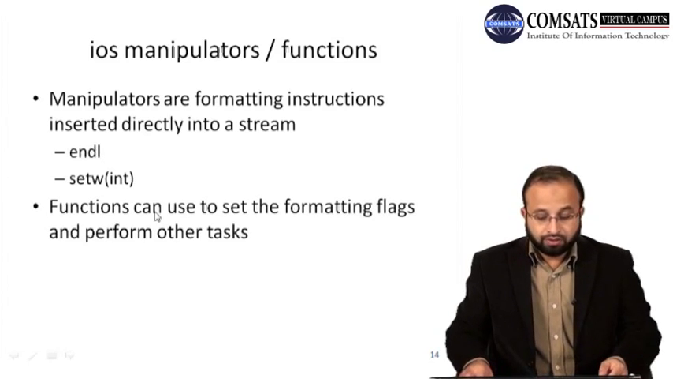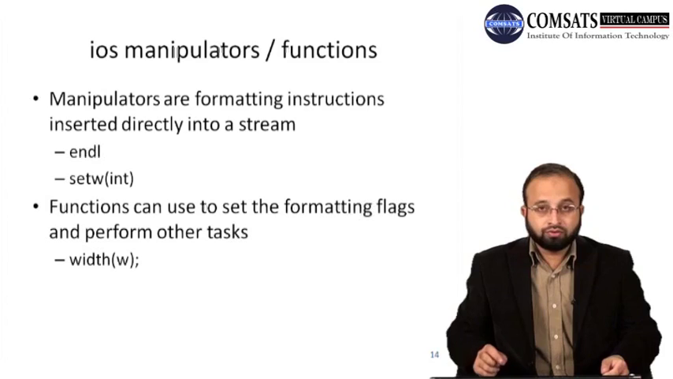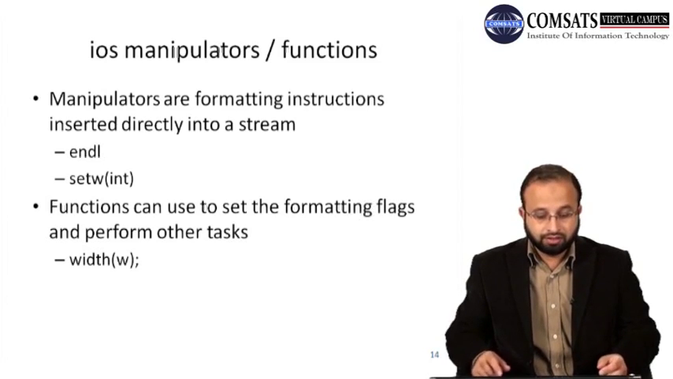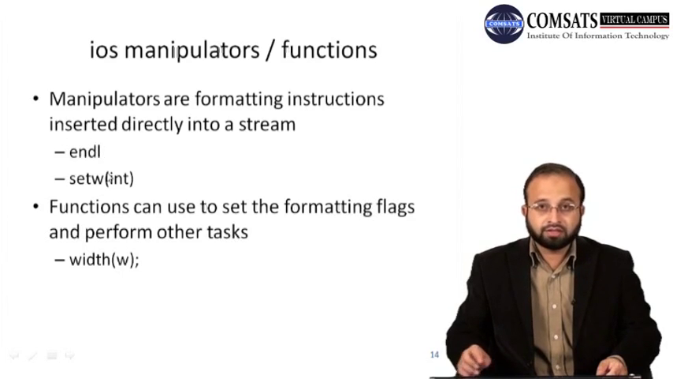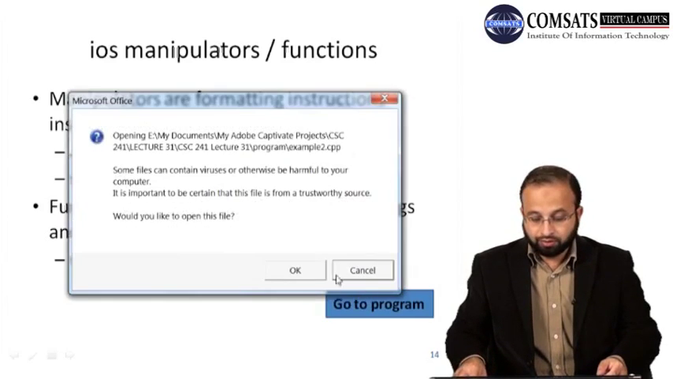The other thing is a function. A function can be used to set the formatting flag and perform other tasks. For example, the width function. So what you do is call a function with the cout object, like cout.width, and then specify the width, right? So these are the functions, and the manipulators you directly insert into the stream. Let's go to the program.